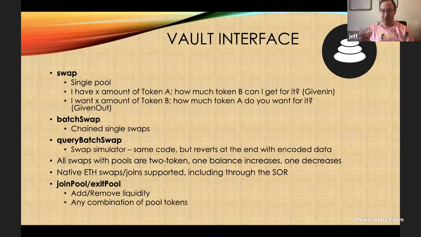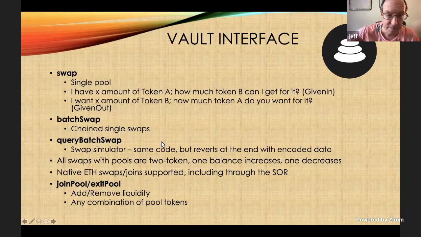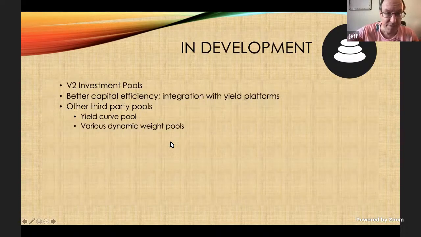And then joining and exiting is the way you add and remove liquidity. Another innovation here is you can do any combination of pool tokens. So in V1, you either had 1 token or all tokens proportionally. And a lot of AMMs work like that. For instance, Uniswap, they're all 2 tokens, and you have to have exact proportions, the exact amounts. So on Balancer, if you have a 5 token pool, you can join with 2 of them and exit with 3 of them. So that's maximum flexibility.